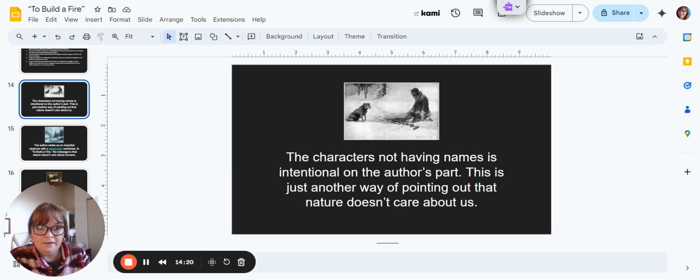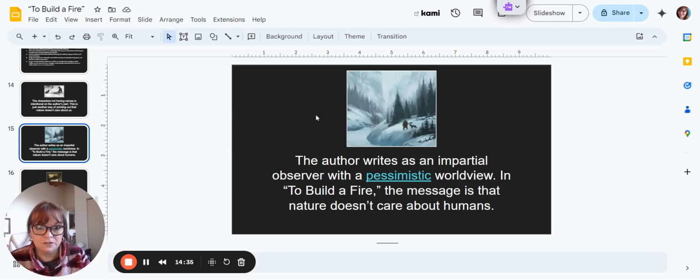So the characters not having names is intentional on the author's part. It's just another way of pointing out to us, nature doesn't care about us. Nature doesn't care if these people have names. Nature is brutal. Nature is a brute. So we don't have names for the characters.